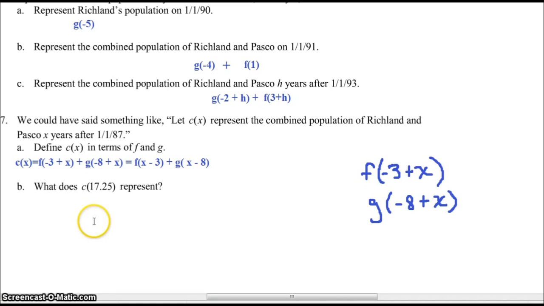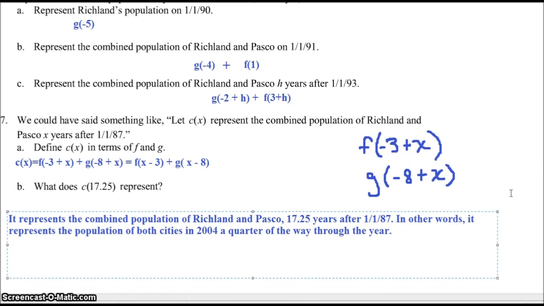What does c of 17.25 represent? Well, just based on our definition here, it represents the combined population of Richland and Pasco x years, or 17.25 years, after 1987. So it represents the combined population of Richland and Pasco 17.25 years after January 1st, 1987. Now if we add 17.25 years onto 1987, we get to 2004, and that 0.25 tells us we're a quarter of the way through the year.